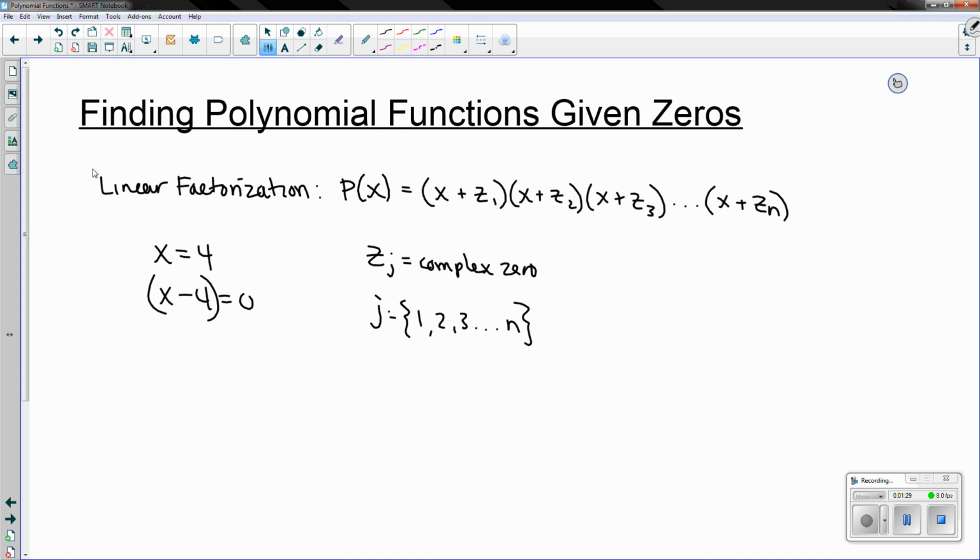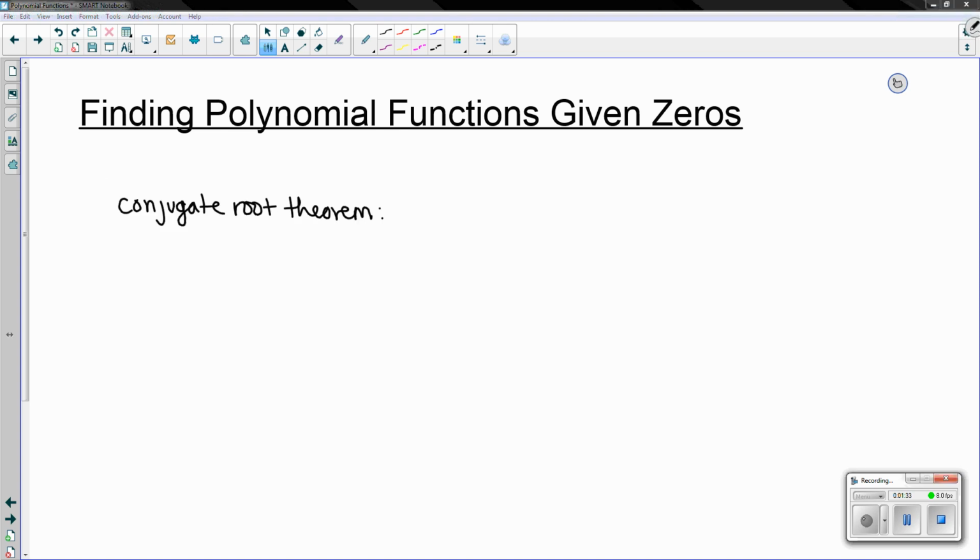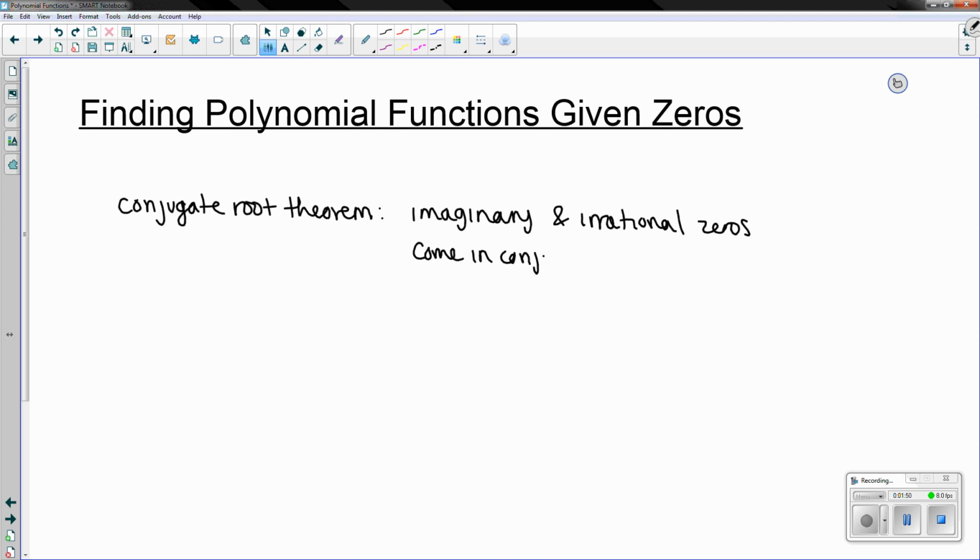And the second concept is the conjugate root theorem. The conjugate root theorem tells us that imaginary and irrational solutions come in conjugate pairs. So there are two pieces that we should break down here.